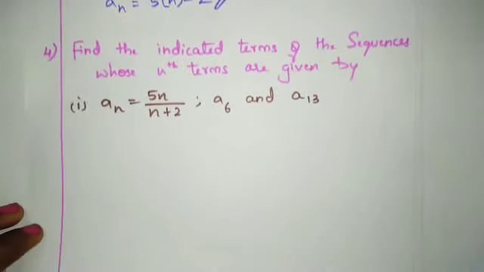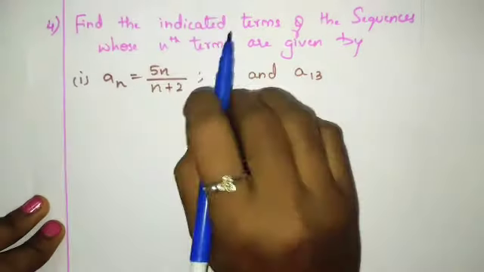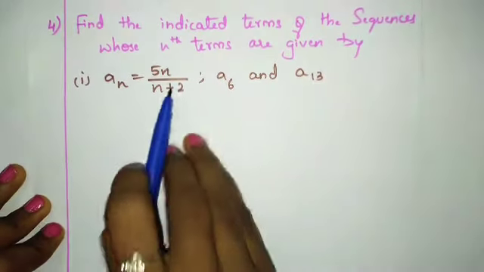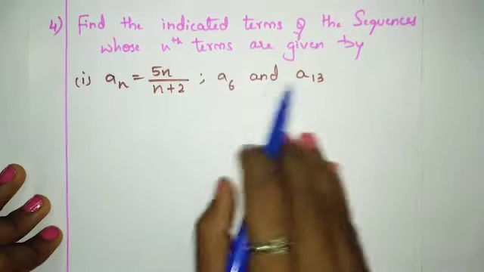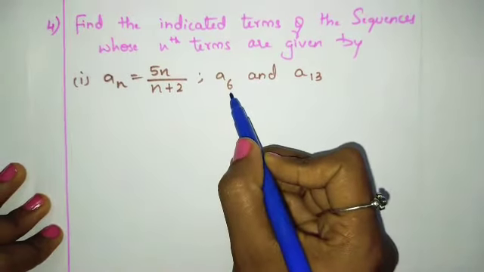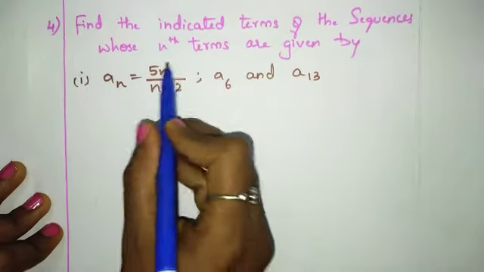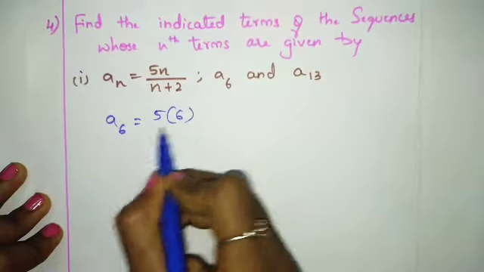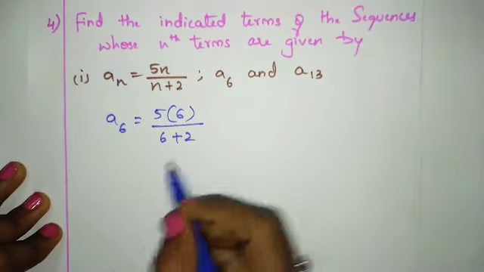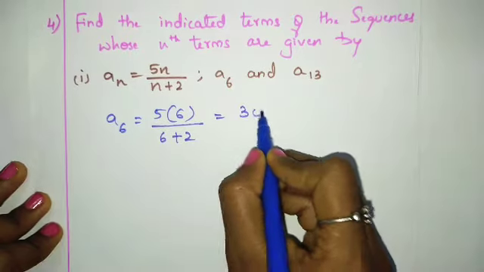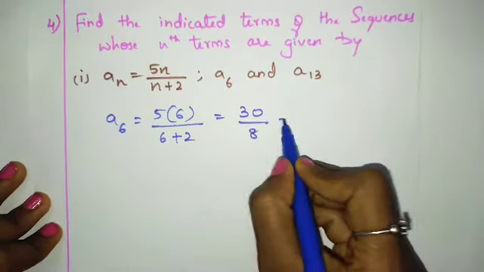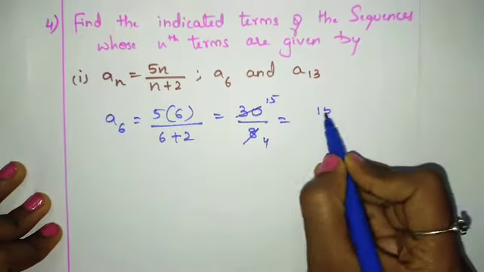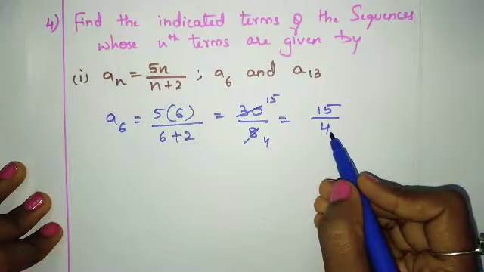So now we'll see next sum. So next is fourth sum. Find the indicated terms of the sequence whose nth terms are given below. So they have given nth terms, you have to find the indicated terms, which means you have to find a6 then a13. So wherever you have n, substitute 6 first. So a6 is equals to 5 into 6 divided by 6 plus 2. That is 6 5s are 30. 6 plus 2 is 8. So if I can cancel this using 2, 2 4s are 8, 2 15s are 30. So your answer is 15 by 4. So a6 is 15 by 4.